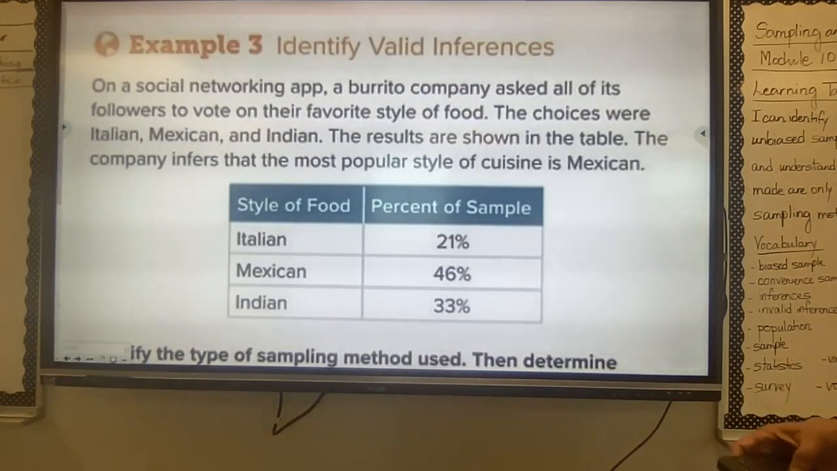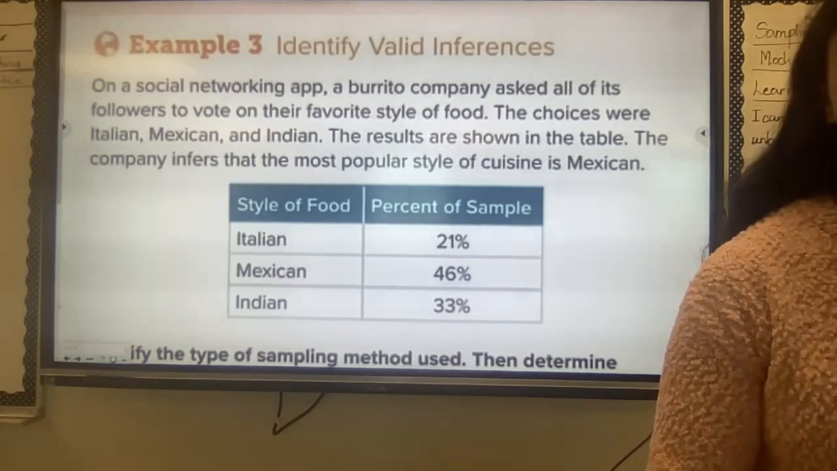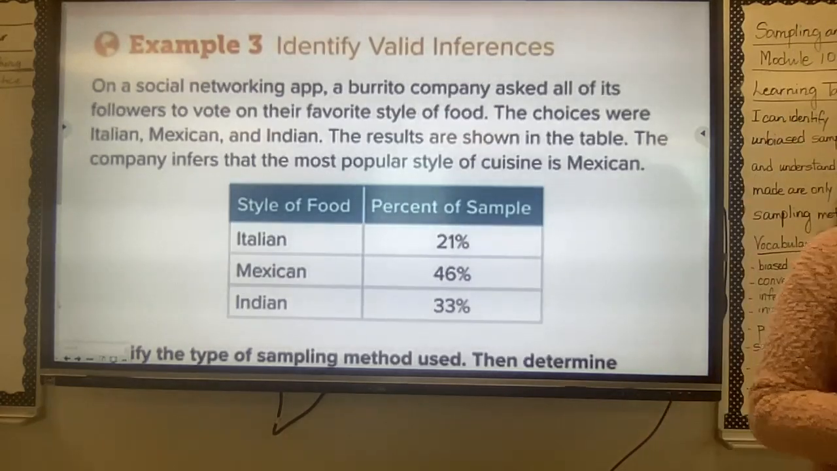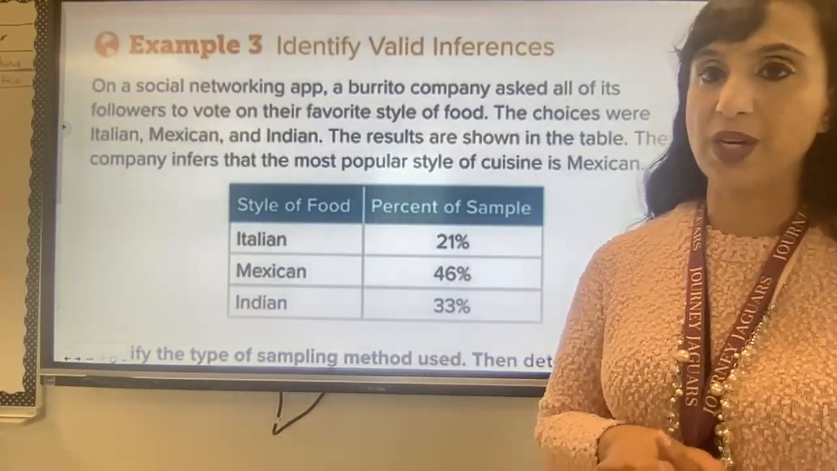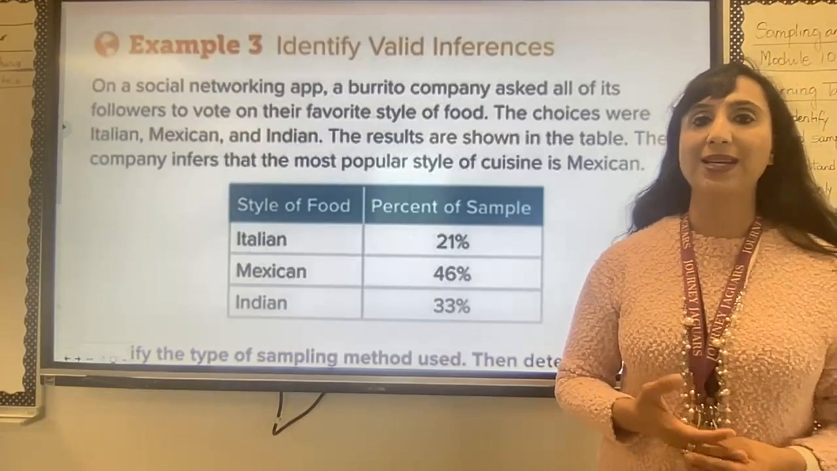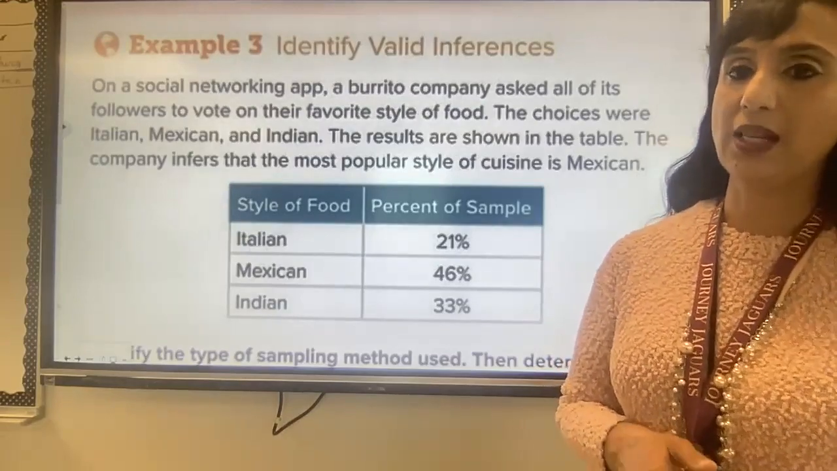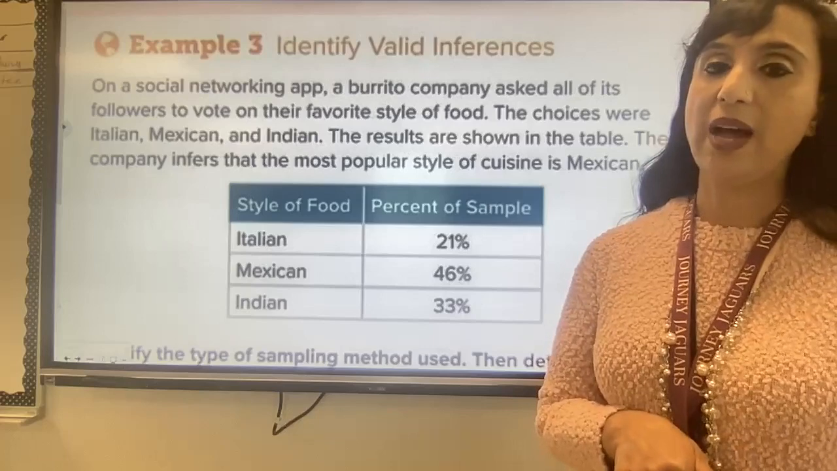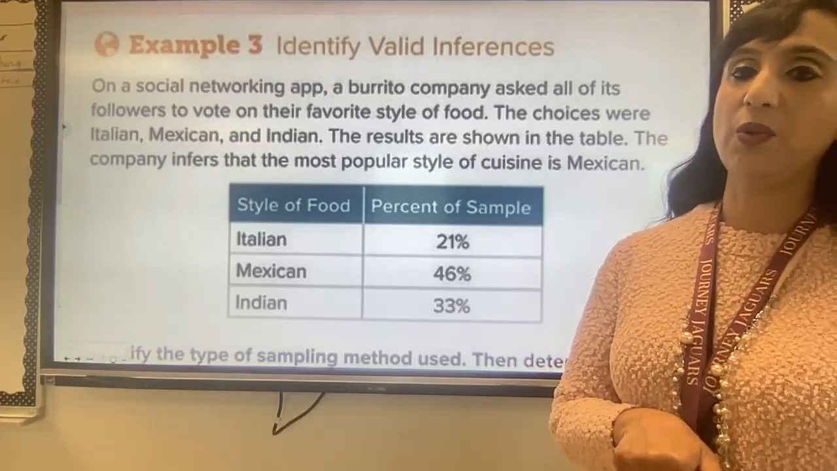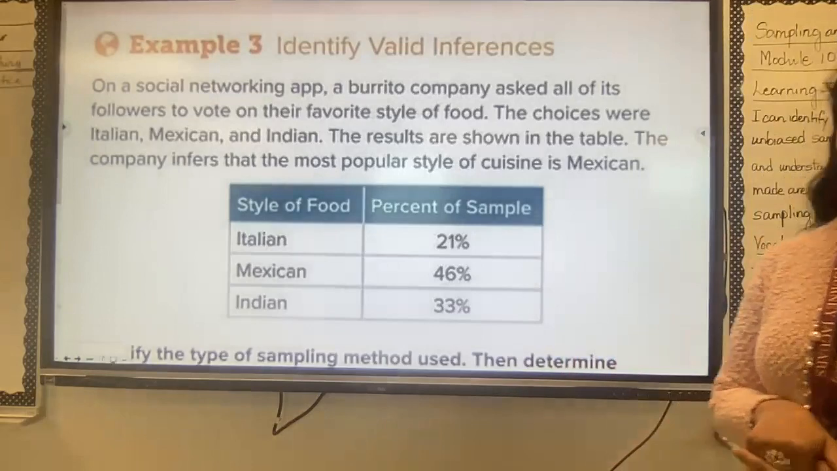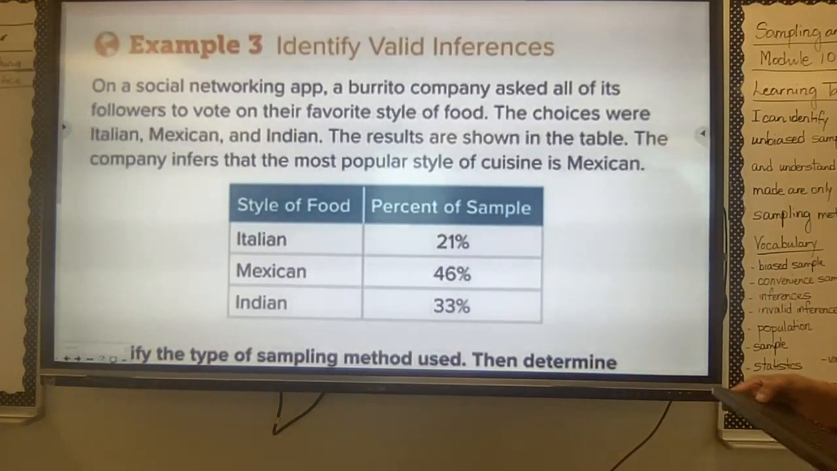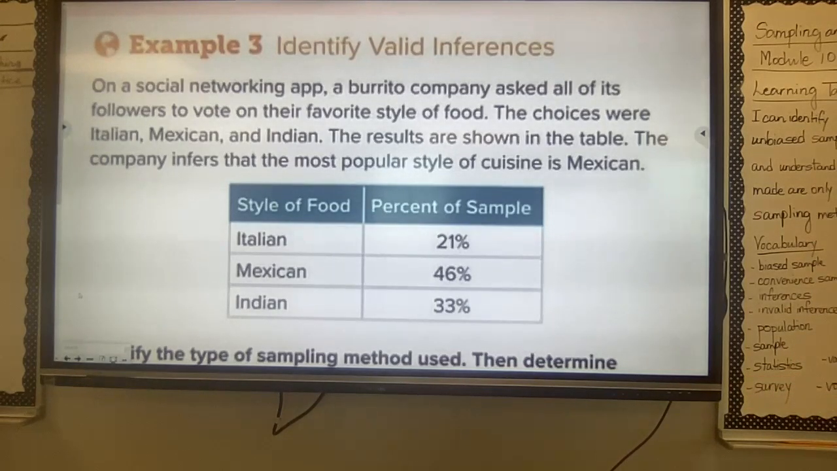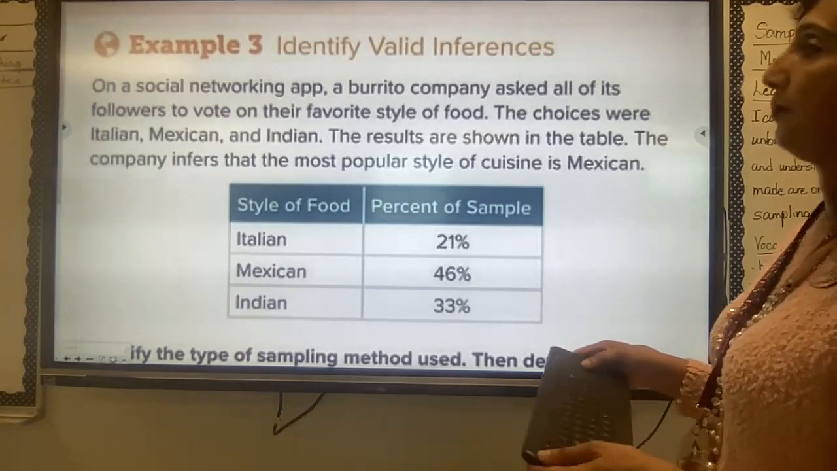On a social networking app, a burrito company asked all of its followers to vote on their favorite style of food. The choices were Italian, Mexican, and Indian. The results are shown in the table. The company infers that the most popular style of cuisine is Mexican. Now let's identify the type of sampling method used and then determine whether the inference is valid.